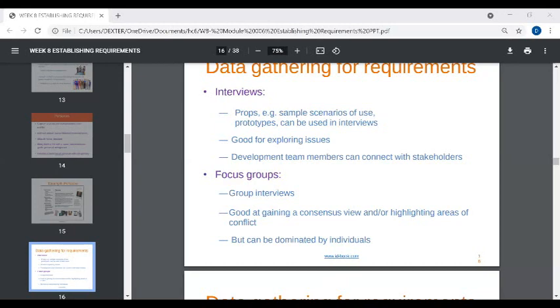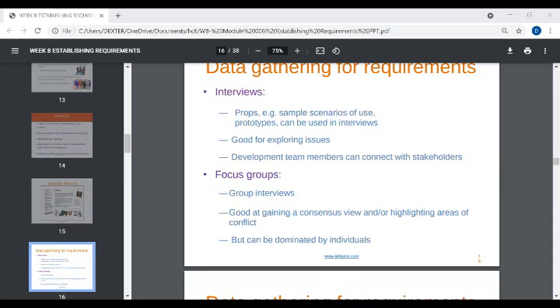So data gathering needs to cover a wide spectrum of issues: the tasks the users currently perform and their associated goals, the context in which the tasks are performed, and the rationale for the current situation. So first we have the interview. Interviews are good for exploring issues, and semi-structured or unstructured interviews are often used early on to elicit scenarios.